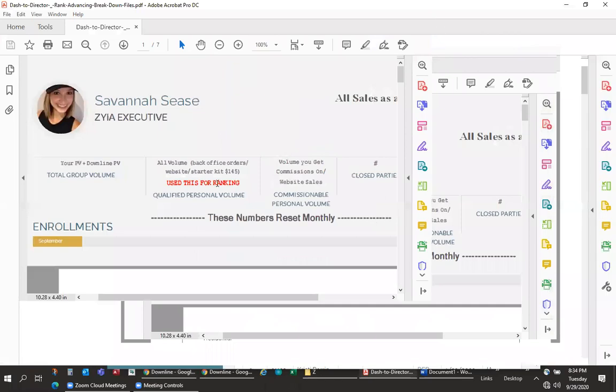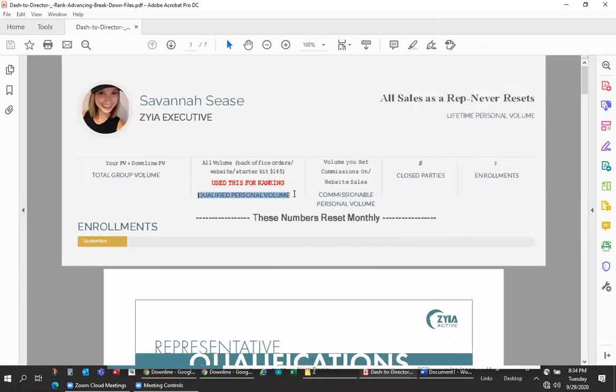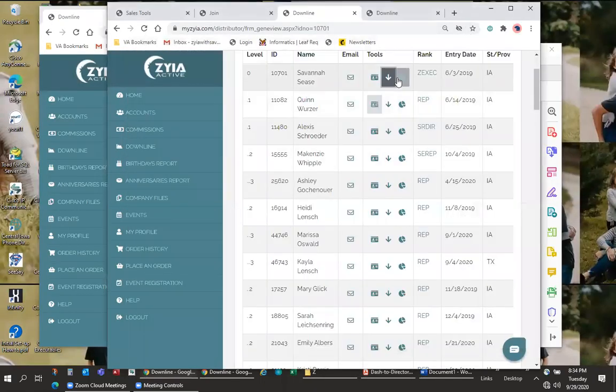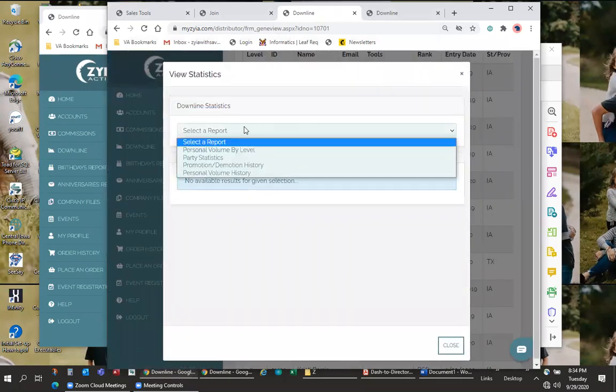Yep. So it'll be this volume on your dashboard, qualified personal volume. But on your team, it'll be their down arrow, and then scroll down to the bottom right and it'll have the team QPV. Yep. So I'll just show mine.